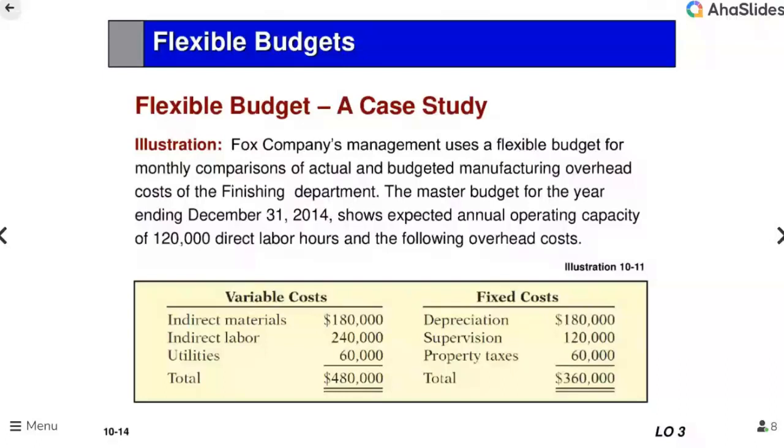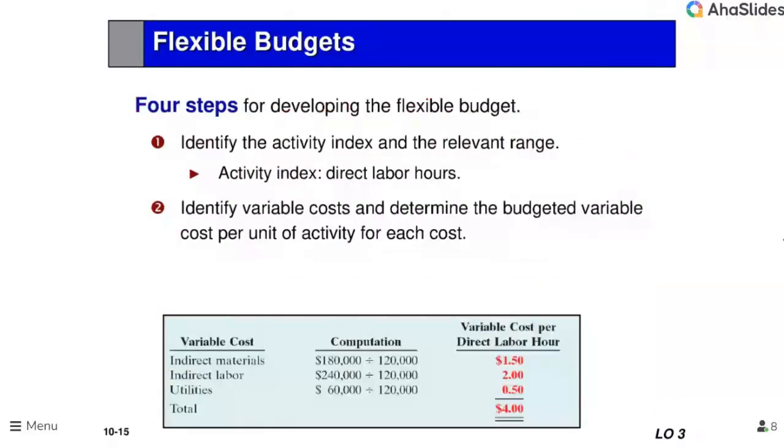So to develop a flexible budget, what we do is we take the master budget and we say, okay, it was built at 120. What would be the variable cost, the unit cost that the manager was using to predict the total? And so you take the 180 and divide by the activity 120,000, and you see that the variable cost per direct labor hour was $1.50. Okay. For indirect labor, it's $2, and for utilities, it's 50. All right, so I have the unit costs for the variable. Now the fixed are fixed, so I don't have to worry about them.